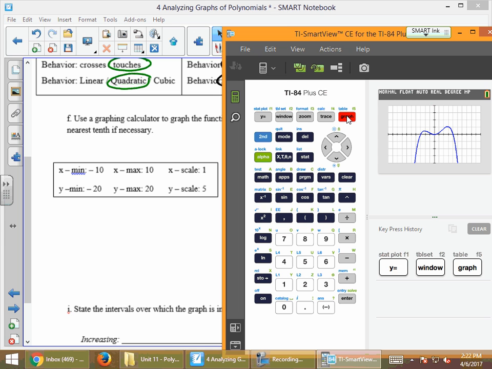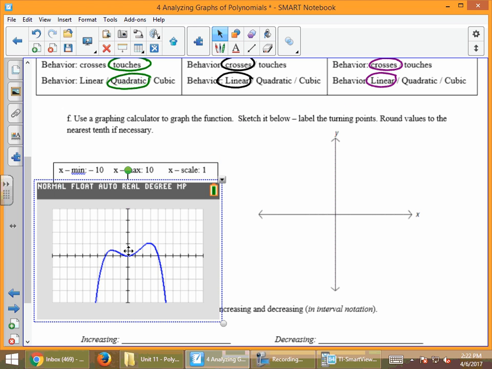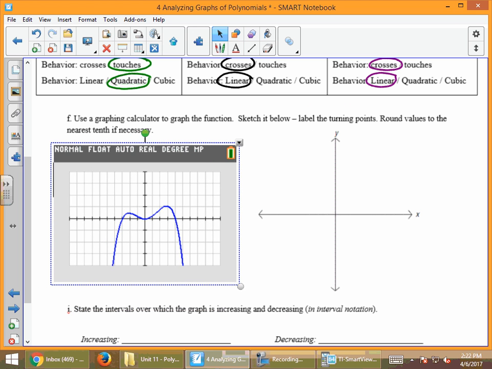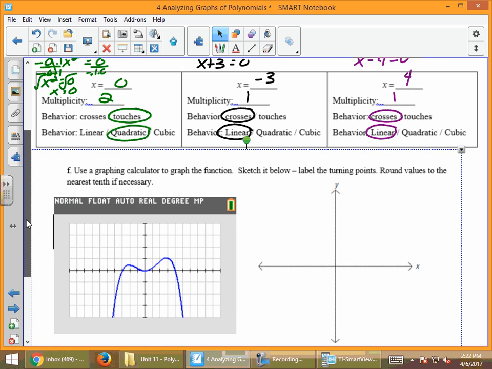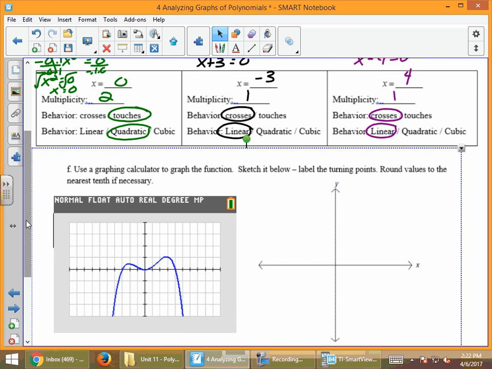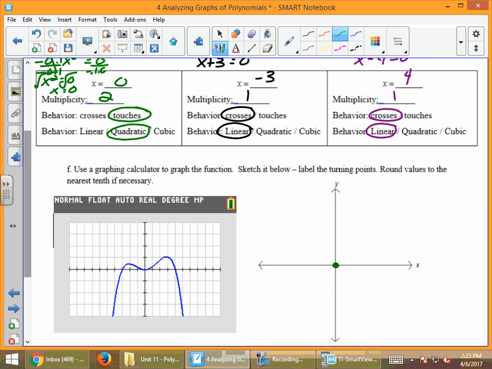Oh, you forgot your x with the negative 0.1. That's right. Okay. So then your graph will look something like this, and then you're going to sketch it on this grid. When you do that, plot your zeros. Put points for them, because that's where it's crossing on your x-axis. So we're going to put a point at 0, a point at negative 3, and a point at 4.